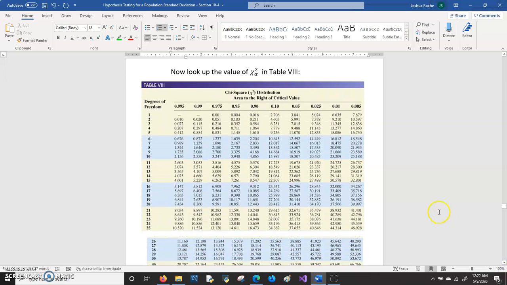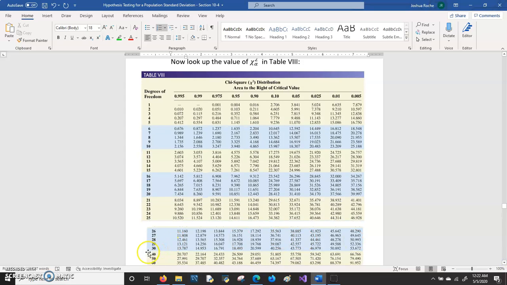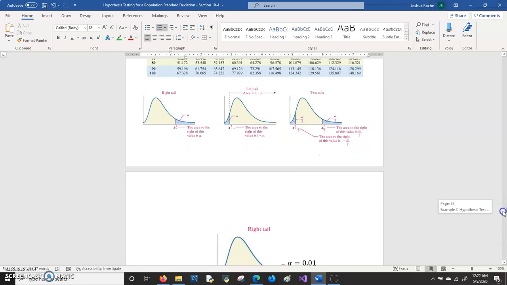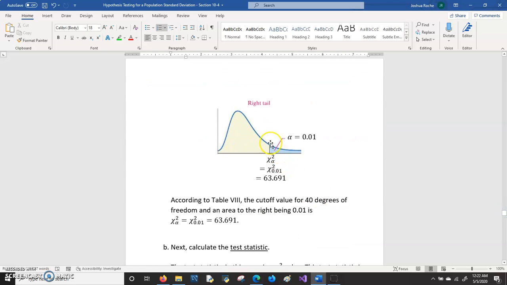So we'll go to the table and look that up. We'll look for 40 degrees of freedom, that's down here, and look for an area to the right as being 0.01. So there's the 0.01. We'll see where those line up. It looks like it lines up right here, 63.691. And that's the cutoff for our right tail.